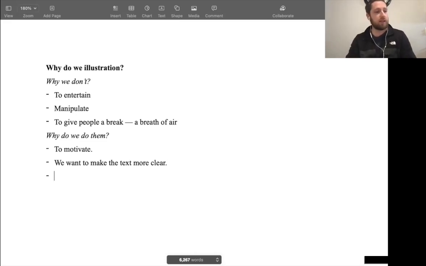So we do it to make the text more clear. We also want to make the application more clear. And part of this is motivating. Part of this can be done to motivate.